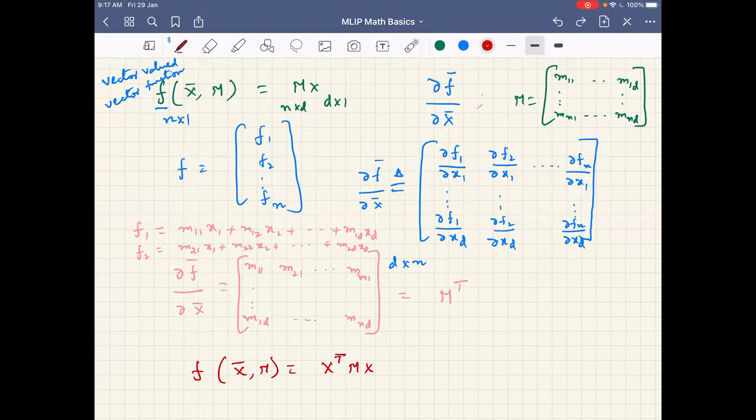Scalar. It's a scalar. So this is 1 cross d, and this is d cross d. And then this is d cross 1, and hence this is 1 cross 1. It's a scalar, a scalar function. So fine. Now what I want to do is dou f by dou x. What is it equal to?